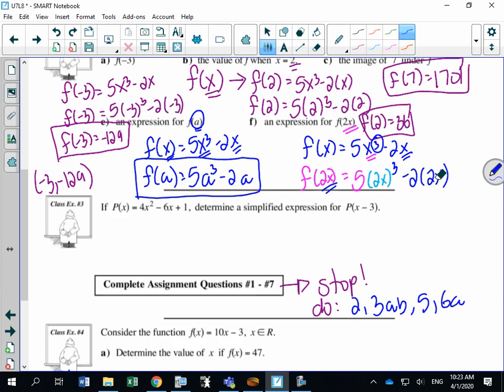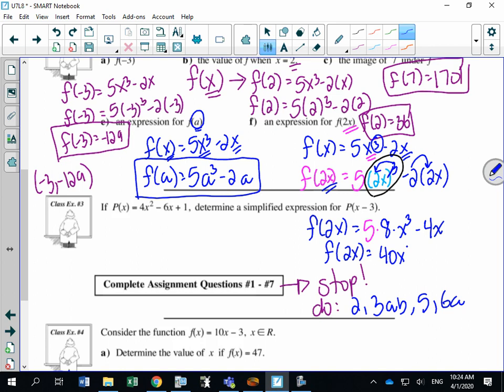So this goes back to your first unit, which was numbers and exponents. And how we would deal with this, f of 2x is equal to, we are going to deal with this first. So I have 5 times, this 3 applies to everything in the bracket. So 2 to the power of 3 is 8. And x to the power of 3 is x to the power of 3. Minus, distribute in that negative 2. Negative 2 times 2 is negative 4x. So f of 2x is equal to 5 times 8x cubed, which is 40x cubed, minus 4x, and we would be done.